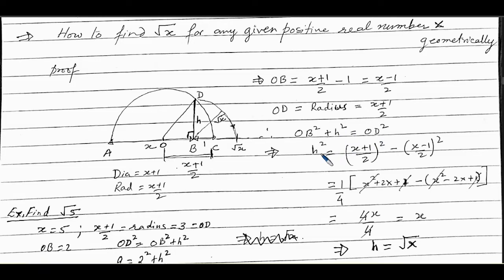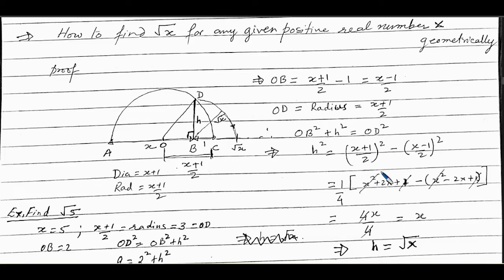So I can say that h square, taking this to the right hand side, is OD square minus OB square. OB is (x minus 1) divided by 2, the whole square, and OD is this. So 2 square becomes 4, here also 2 square is 4. I take 1 by 4 common.